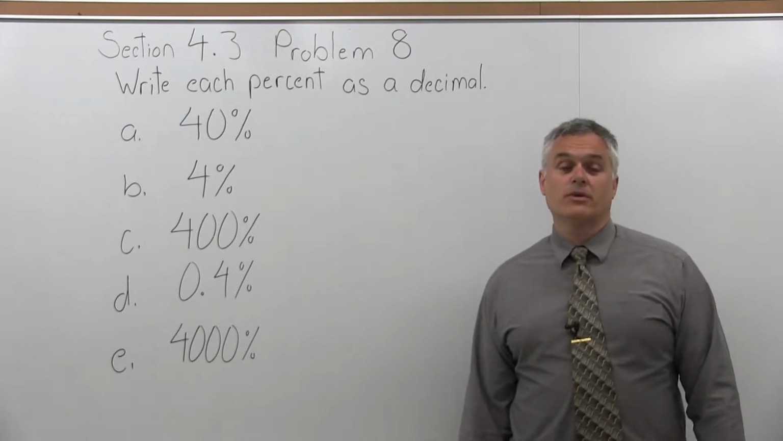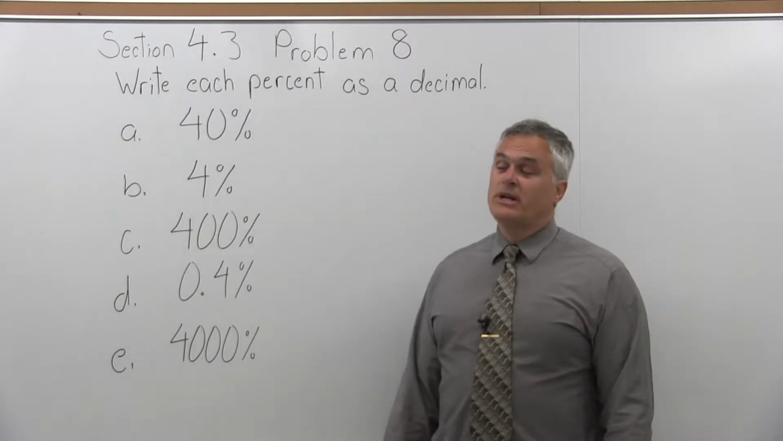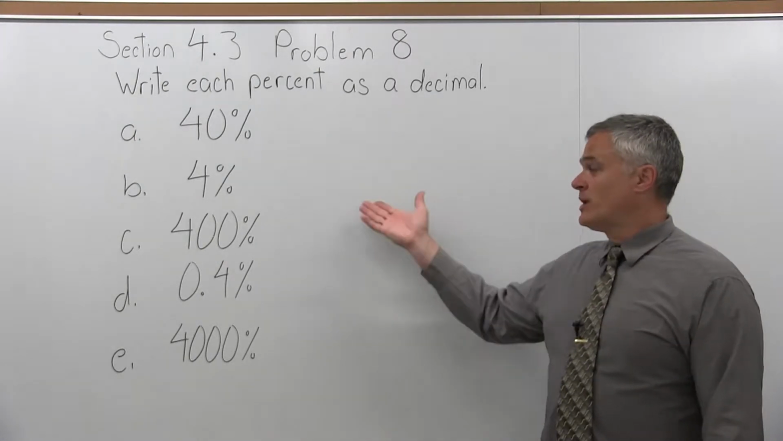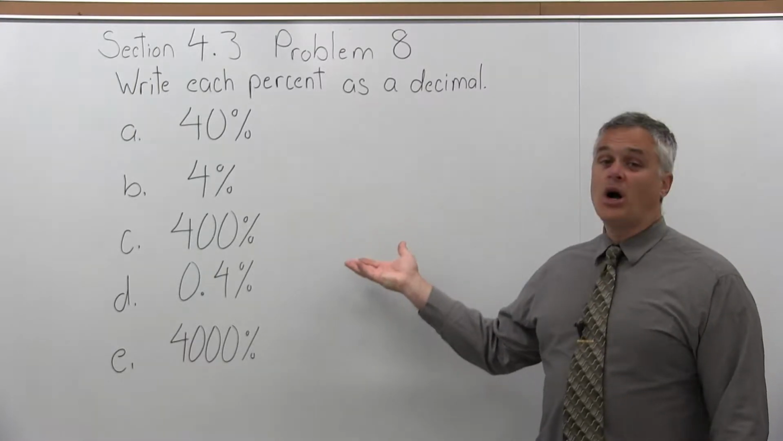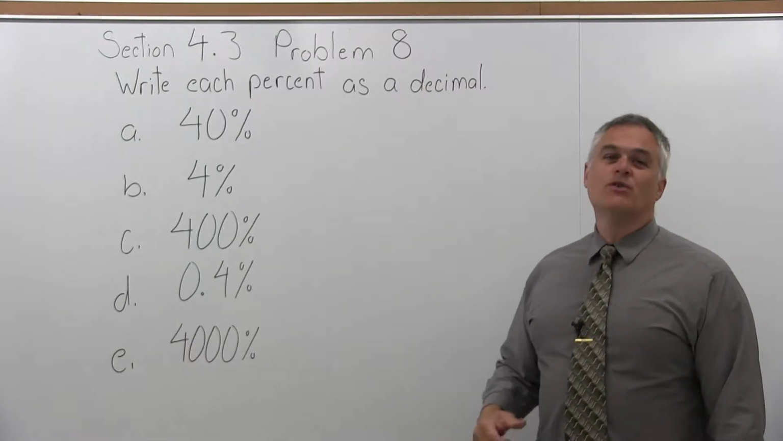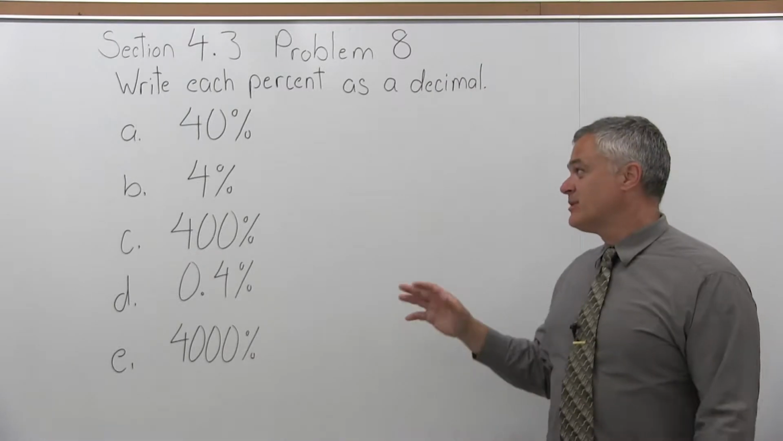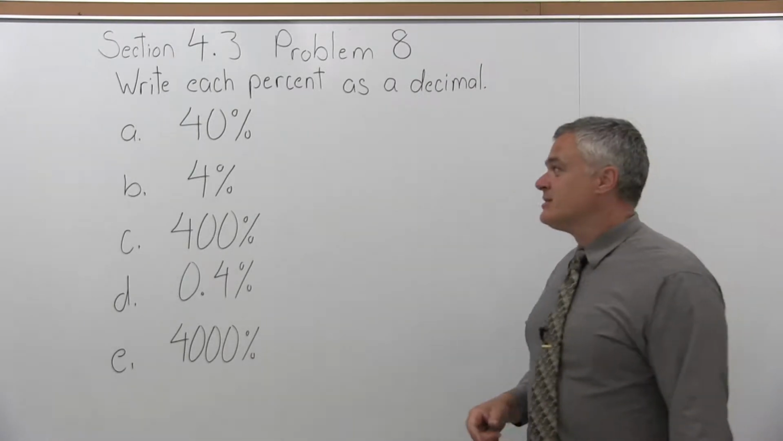This is Section 4.3, Problem 8. It says write each percent as a decimal, and we have 40%, 4%, 400%, 0.4%, 4,000%. So again, they're similar, they have a 4 in it, but they are still fairly different.